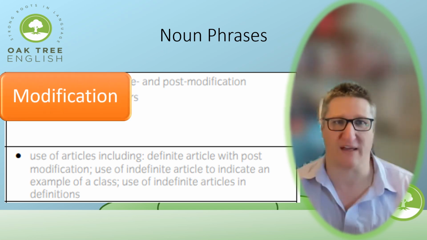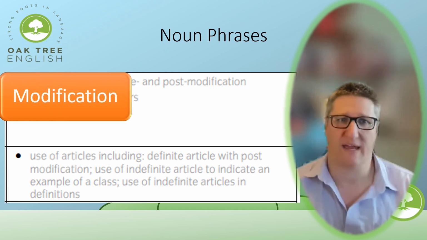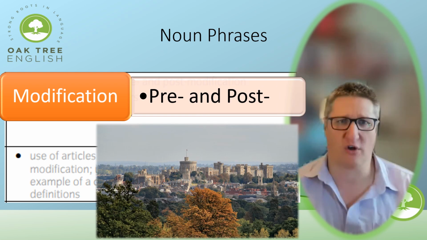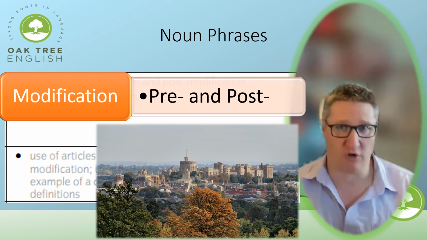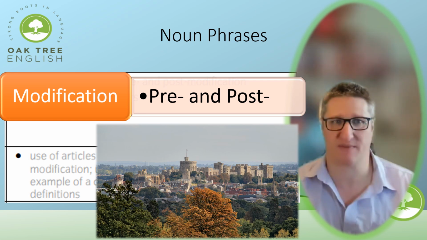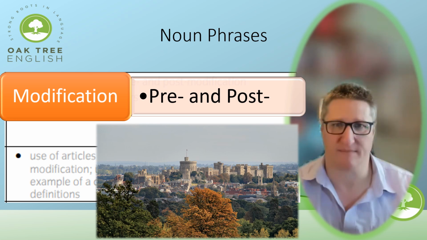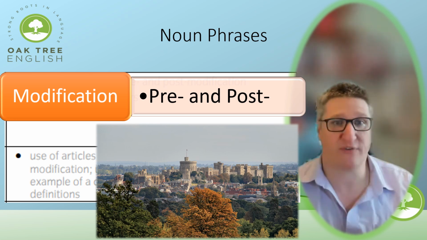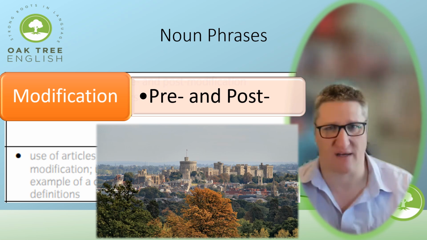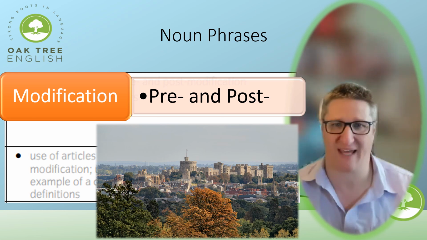So if we talk about Windsor, we might call it the royal town, where royal is the pre-modifier to describe the special relationship the town has with the royal family. But we would still refer to the town centre, where centre is the post-modifier to describe what part of town.